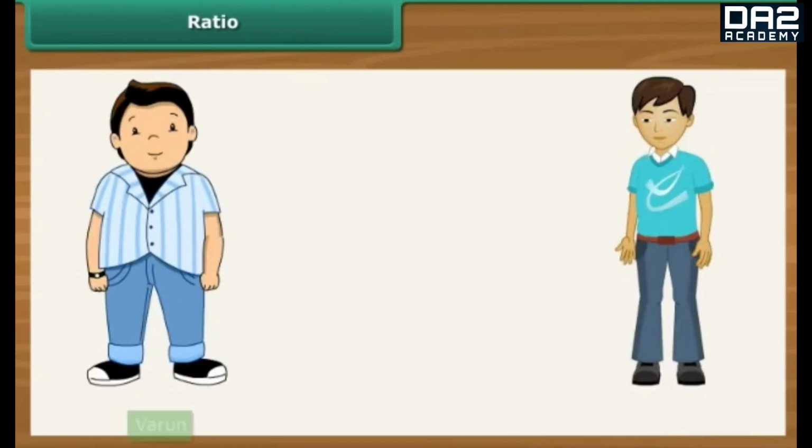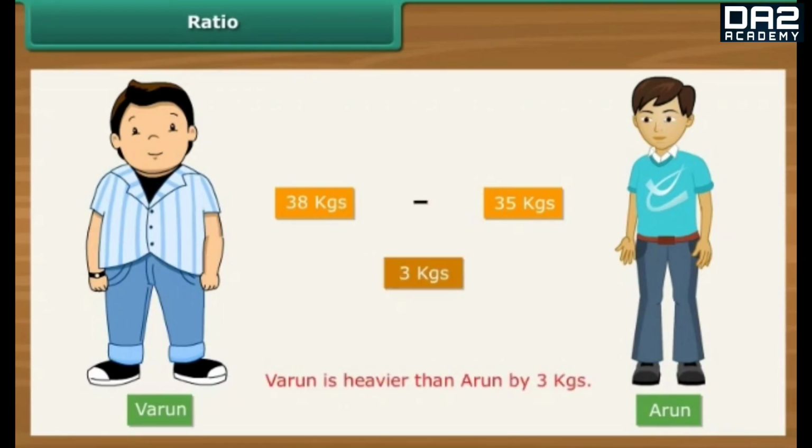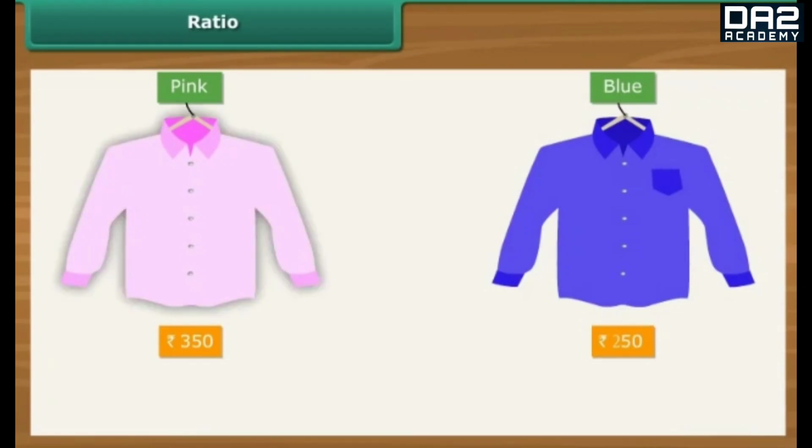For example, suppose the weights of 2 friends, Varun and Arun, are 38 kgs and 35 kgs respectively. We say that Varun is heavier than Arun by 38 minus 35, that is 3 kgs. Similarly, suppose Ritu buys 2 shirts, one pink and the other blue, costing rupees 350 and rupees 250 respectively. We say that the pink shirt is costlier than the blue one by rupees 100.